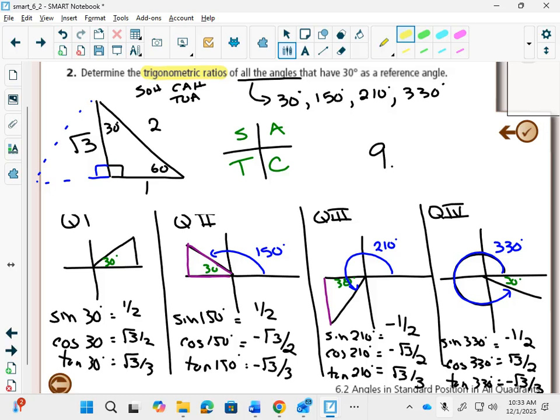Based on that, sine of 30 degrees without a calculator is just going to be opposite over hypotenuse, 1 over 2. And then you know that sine of 150 is 1 over 2. Sine of 210 will be negative 1/2, and sine of 330, what are we using there? We're using our CAST rule.